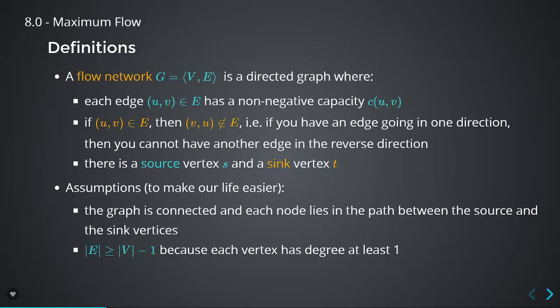And also, you should be able to see that the number of edges must be greater than or equal to the number of vertices minus 1. Because the graph is connected, and each vertex has to have degree at least 1, so this must be true. If you have the number of edges exactly v minus 1, then you're just looking at a single linear tree, like just a single linked list, if you like. Right? I hope you can imagine that.